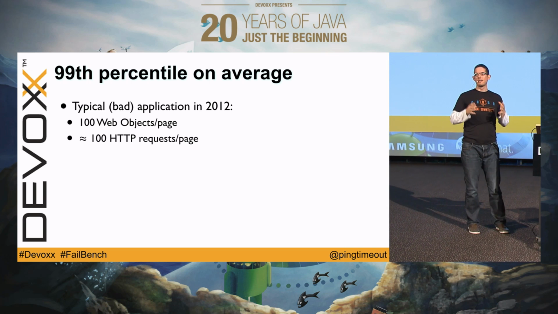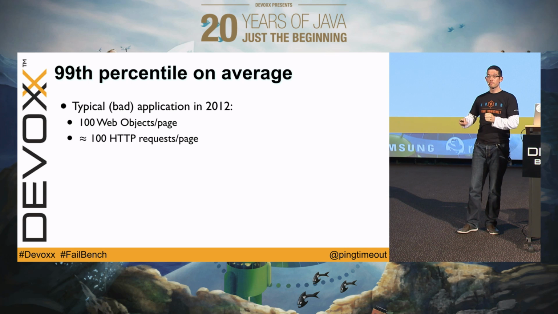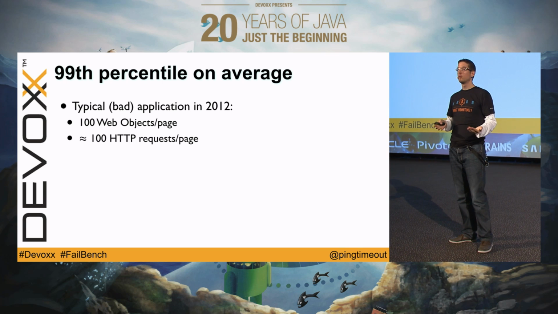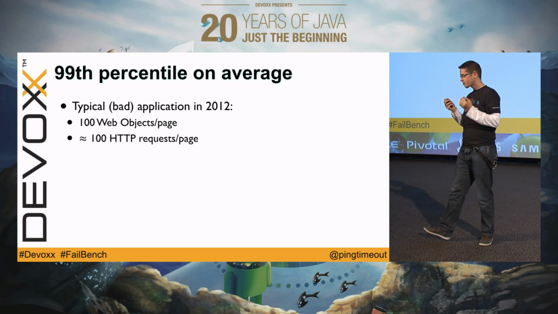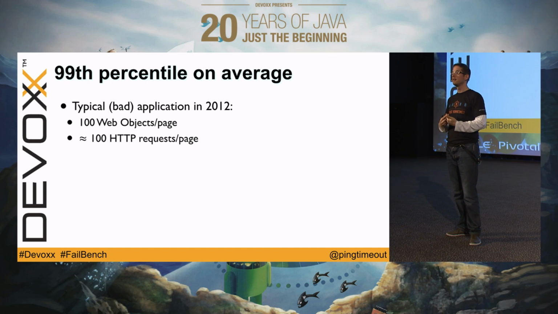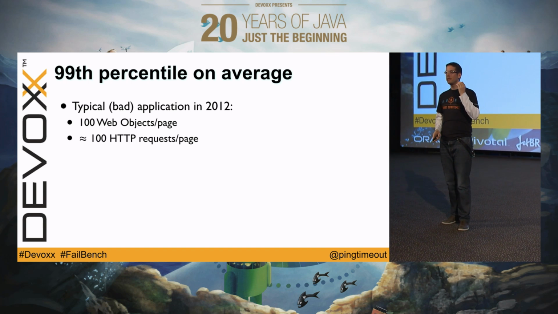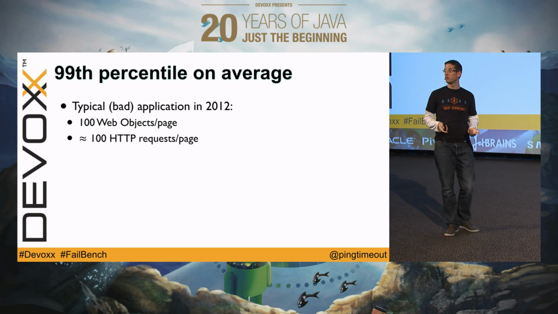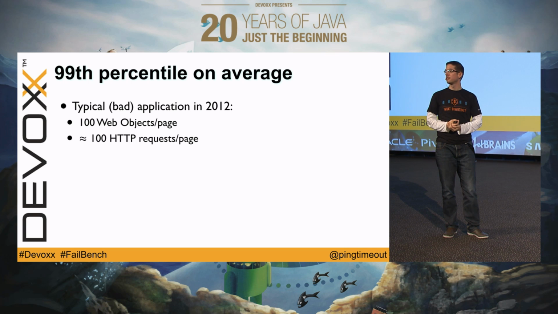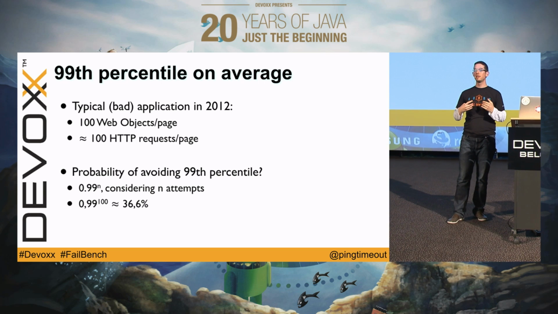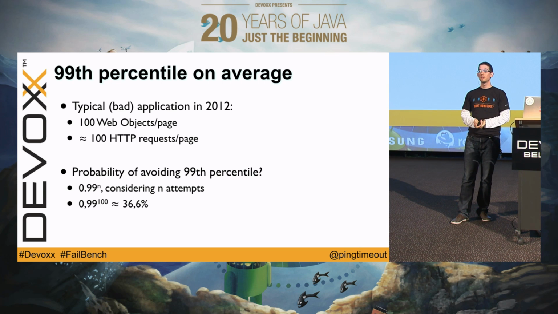It's based on a study from before HTTP2 that says a typical web application had 100 web objects, which roughly means 100 HTTP requests: images, CSS, JavaScript files. Now, what is the probability of me avoiding the 99th latency percentile? It's easy, it's 0.99. But if I issue 100 requests, that probability is 0.99 to the power 100, which roughly means a little bit more than 36%. So, on average, I'm going to get the 99th latency percentile.